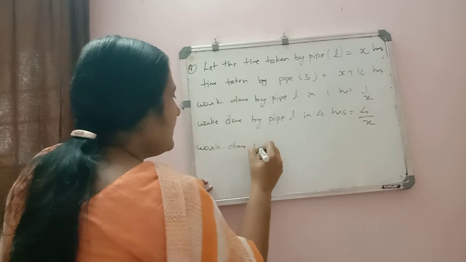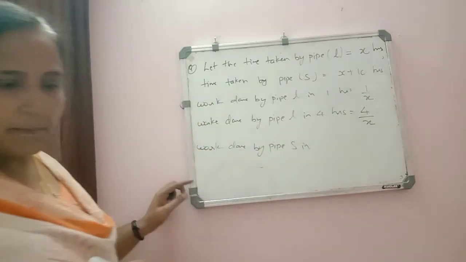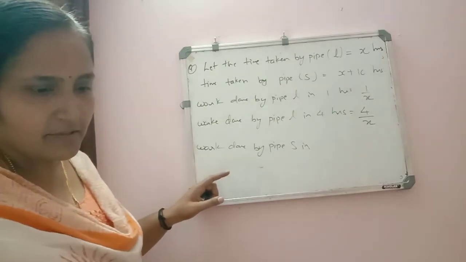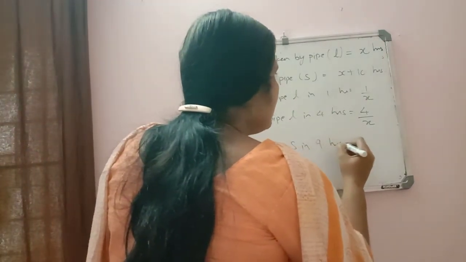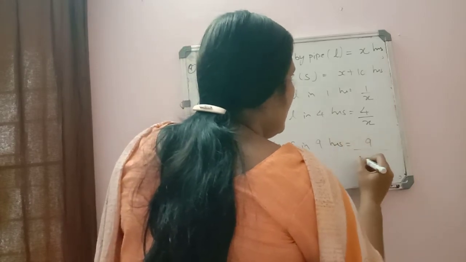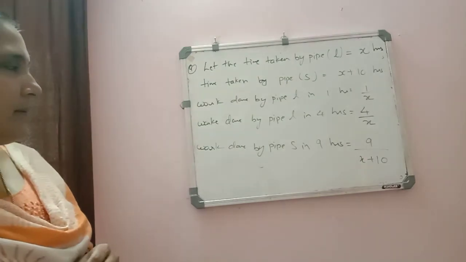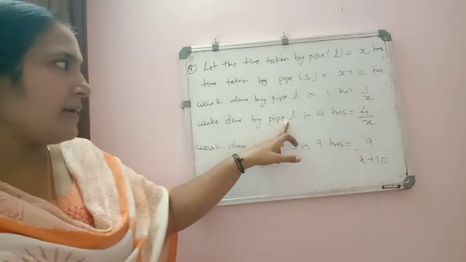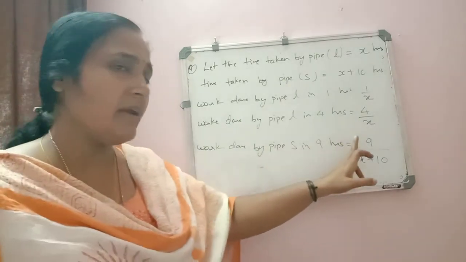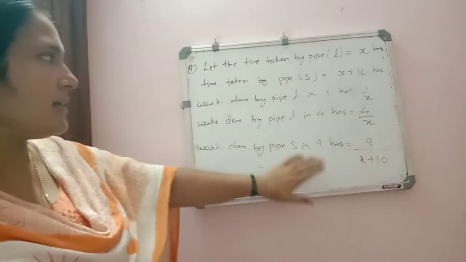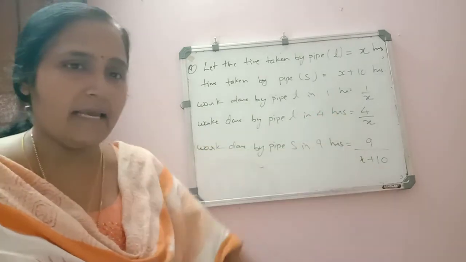Similarly, we will write the work done by pipe S. The pipe of smaller diameter works for 9 hours, so in 9 hours it is equal to 9 by x plus 10. The pipe of larger diameter works for 4 hours and the pipe of smaller diameter works for 9 hours, so the work done by them together is 4 by x plus 9 by x plus 10.